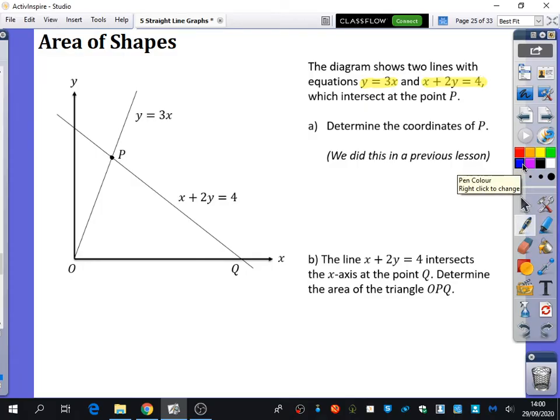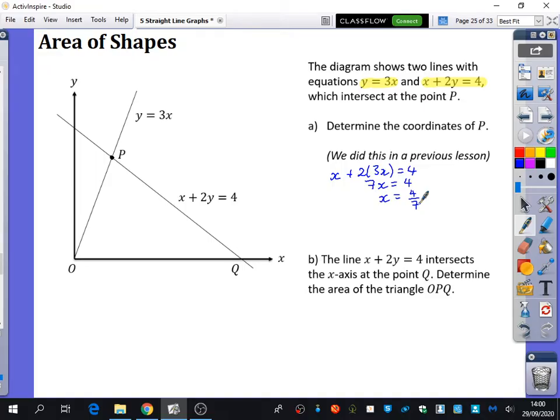Solve them simultaneously. And what's the best way of solving this simultaneously? Substitution. So I'm going to substitute, instead of y, I'm going to put 3x. So I will have x plus 2 lots of 3x equals 4. I've substituted y equals 3x into here. So that becomes 7x equals 4. So x equals 4 over 7.